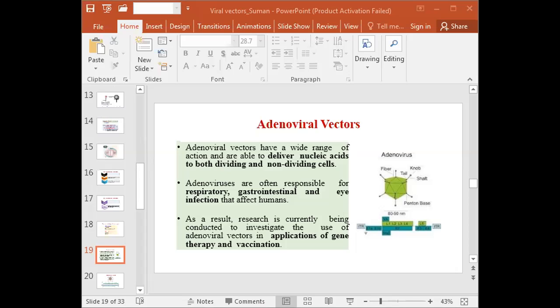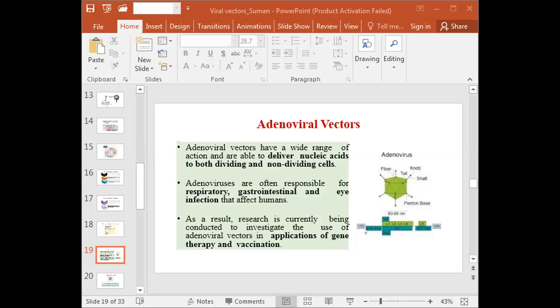So, they're often responsible for different types of diseases like eye infection, gastrointestinal infection, and respiratory infections, mostly affecting human beings. As a result, research is currently being conducted to investigate the use of adenoviral vectors in applications of gene therapy and vaccination. There are several advantages of the application of adenoviral vectors, but some disadvantages also.